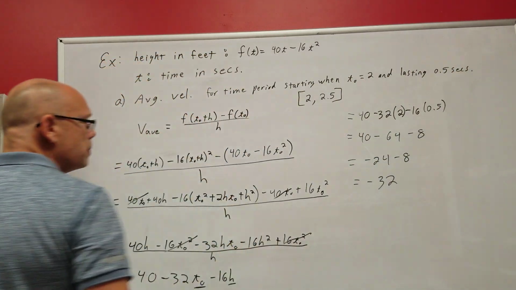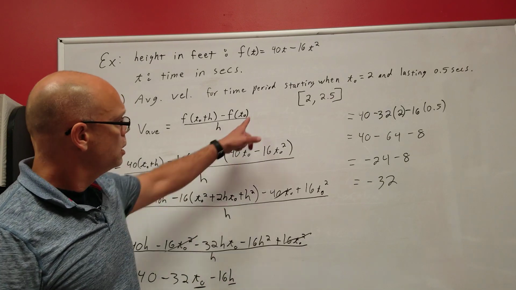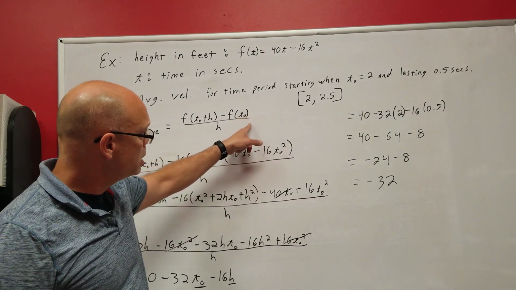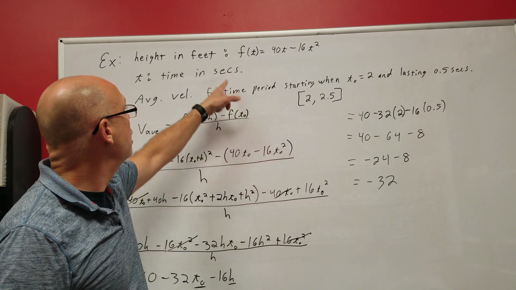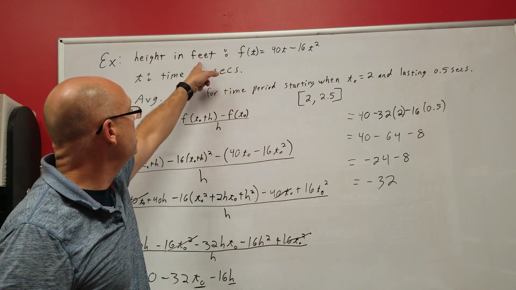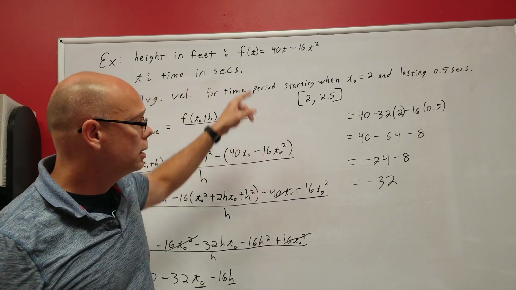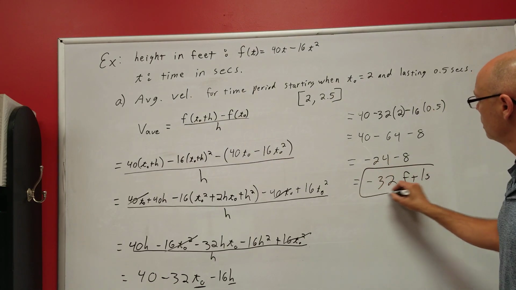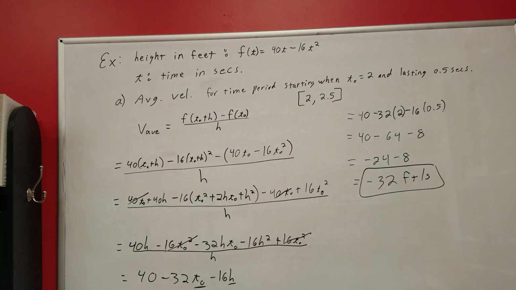Now, what did I just find? Average velocity. So what's my units? Well, let's see. That was the outputs that were changing up top, right? And basically it was the inputs changing down below. So what's the unit for my output? What is f of t measured in? Feet. Over, how about my input? Seconds. So the unit is negative 32 feet per second. So the average velocity for 2 to 2.5 seconds is negative 32 feet per second.